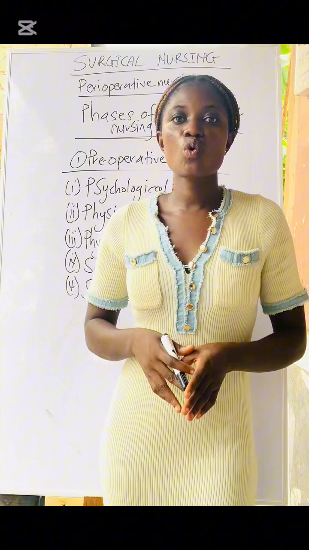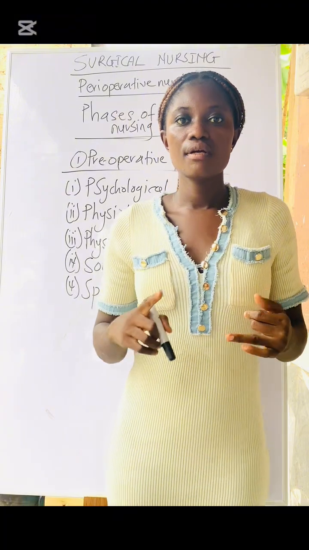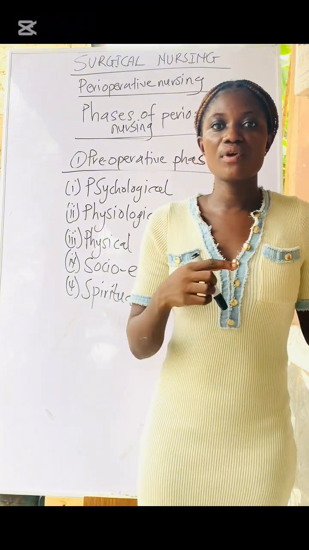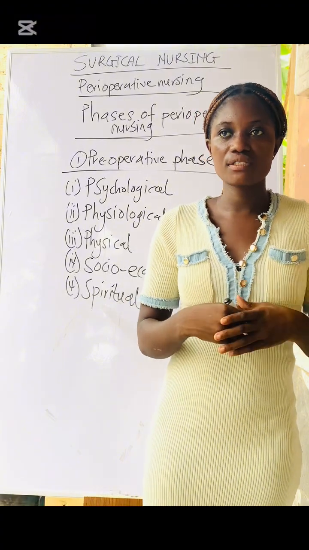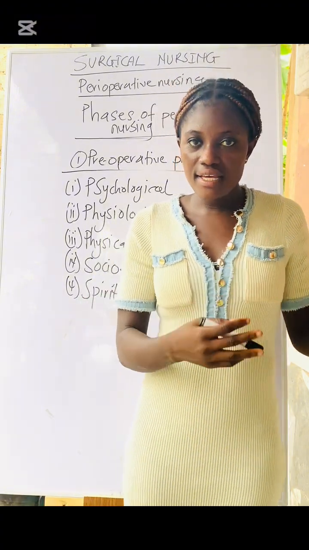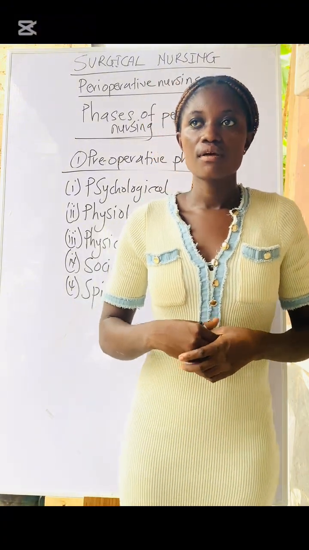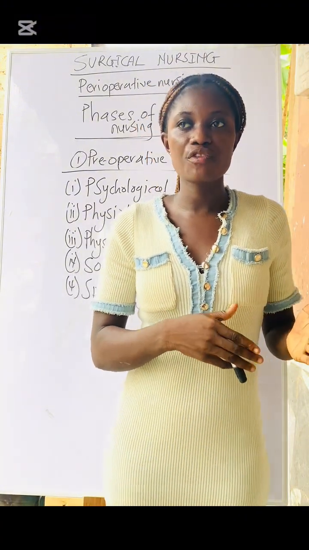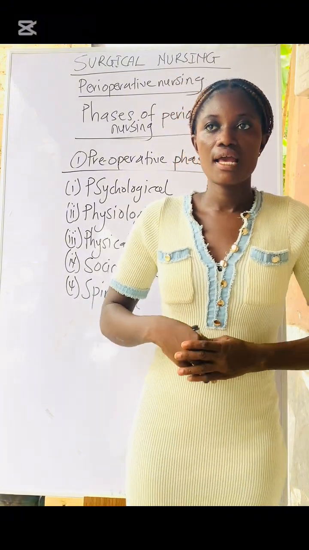Physiological. With the physiological, you need to check the patient's HB. You check vital signs. You make sure that they have done clotting time and the rest, so that in case of anything, there can be easy intervention. Especially the HB. If the hemoglobin level of the patient is not checked before a surgical procedure, it can result in a lot of complications.